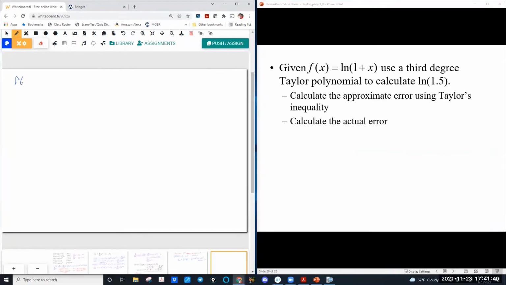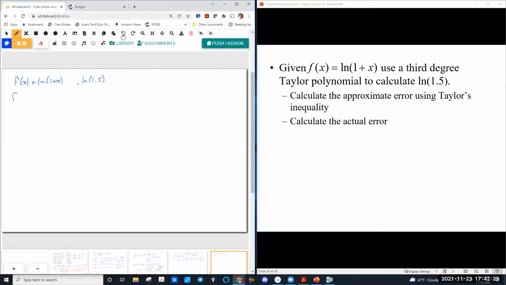All right, let's see what we're asked to do. F of x is ln of 1 plus x, and we want to approximate ln of 1.5. Now, ln of 1.5 can be done in any calculator, so we know the exact value. What we want to do is figure out what the maximum possible error is, calculate the actual error, and see how far off we are using a third degree Taylor polynomial. So we're going to need the third degree Taylor polynomial for this, which means we're going to need up to the third derivative.